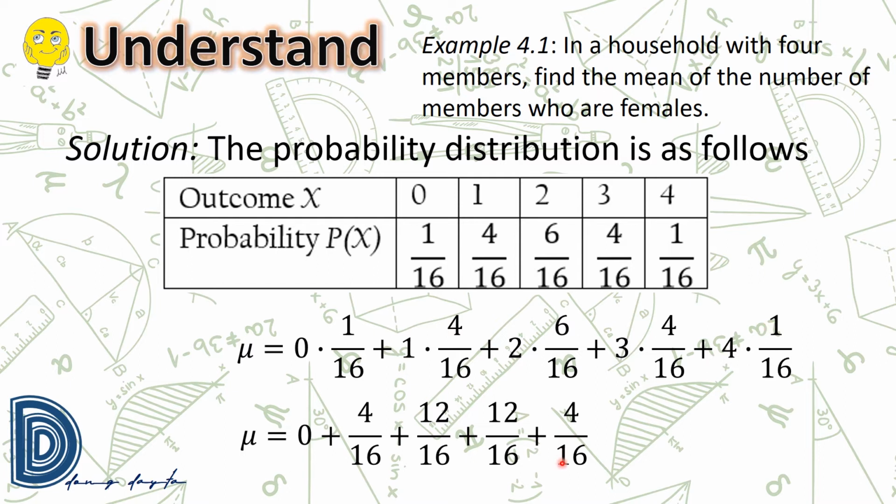Now we can add the fractions. 4 plus 12 plus 12 plus 4 is equal to 32. So the mean is 32 over 16, simplified as 2.